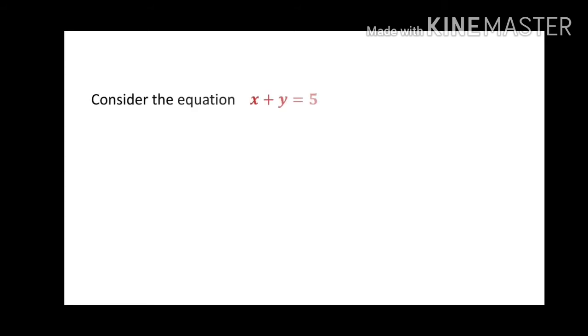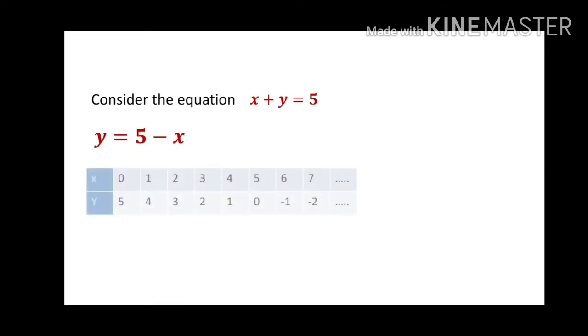Now let us consider the same equation and write y in terms of x. So y equals 5 minus x. So for every value of x, we will get a value of y. If I put x equals 0, y will be 5 minus 0, that is 5. If x equals 1, y will be 5 minus 1, that is 4. If x equals 2, y is 5 minus 2 equals 3. That means as we keep on putting values for x, we will get the values for y.